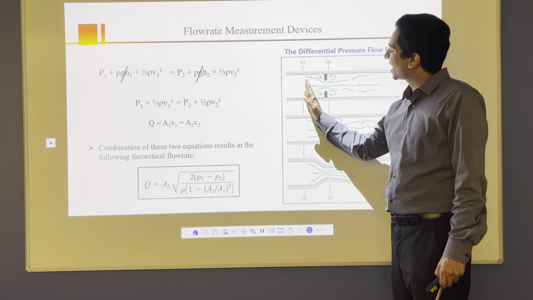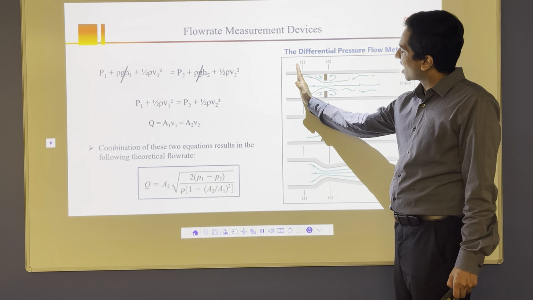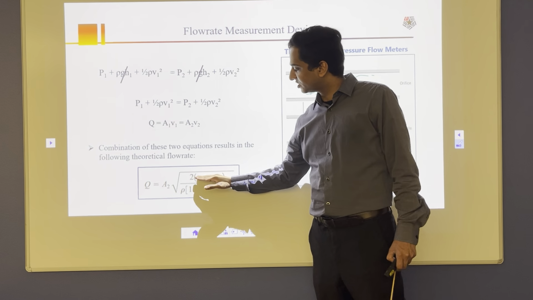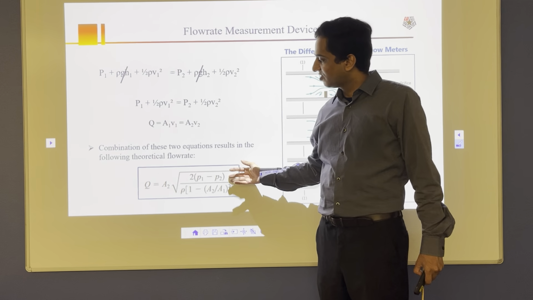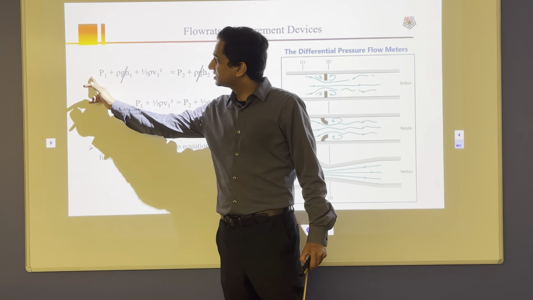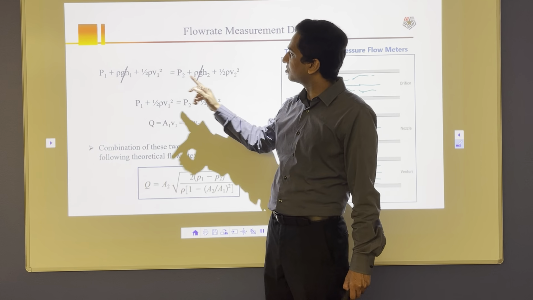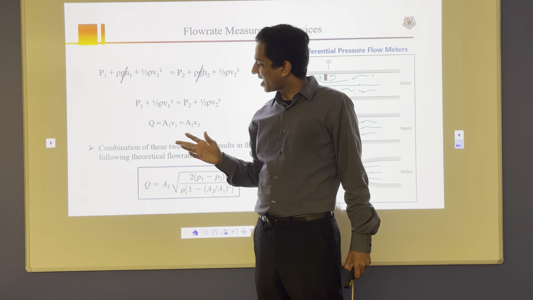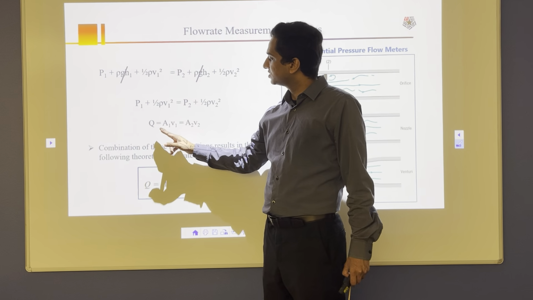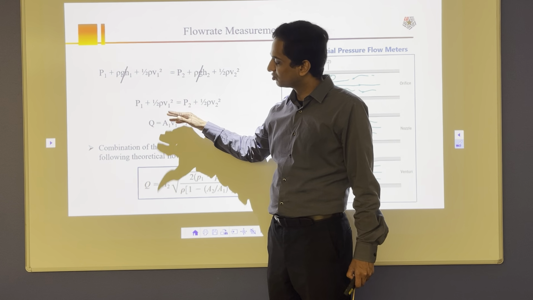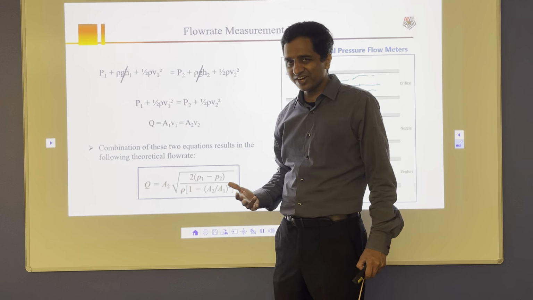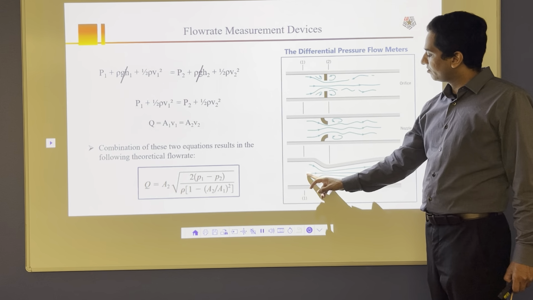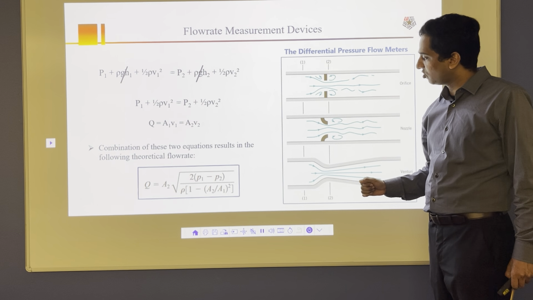Simple obstruction meter, we have some kind of obstruction. So here you have high pressure, after obstruction low pressure, you calculate that pressure difference, you put that pressure difference in the equation, you can calculate flow rate. Where does this equation come from? This is my Bernoulli's equation for a horizontal device. I'm going to cancel height, and this is my Bernoulli's equation. I'm going to combine it with this continuity equation: Q is equal to A1 V1 is equal to A2 V2. If I combine this one, if I play around, I will get this equation. All I need is to measure pressure difference, P1 minus P2. P1, P2 here, P1, P2 here, P1, P2 here. You measure the difference, you can calculate flow rate.